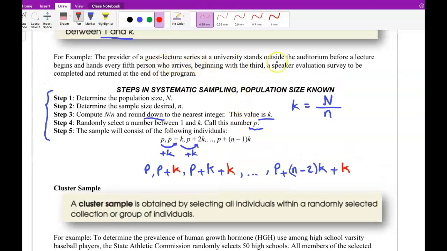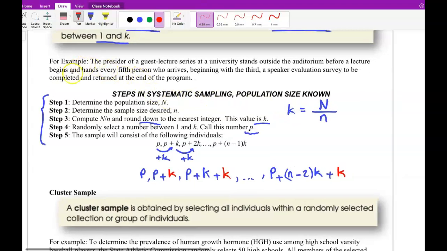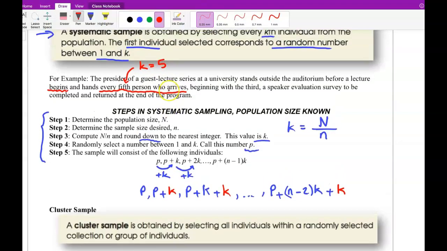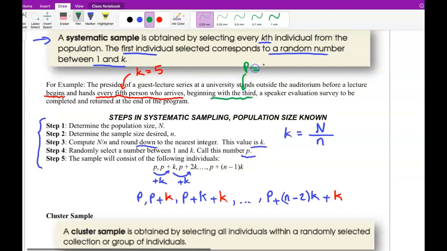Okay, now let's see what that one is. As I said, you should move every k. The first step is choosing the first one. It begins and ends every 5th person who arrives. That means our k is 5, beginning with third. That is our p.